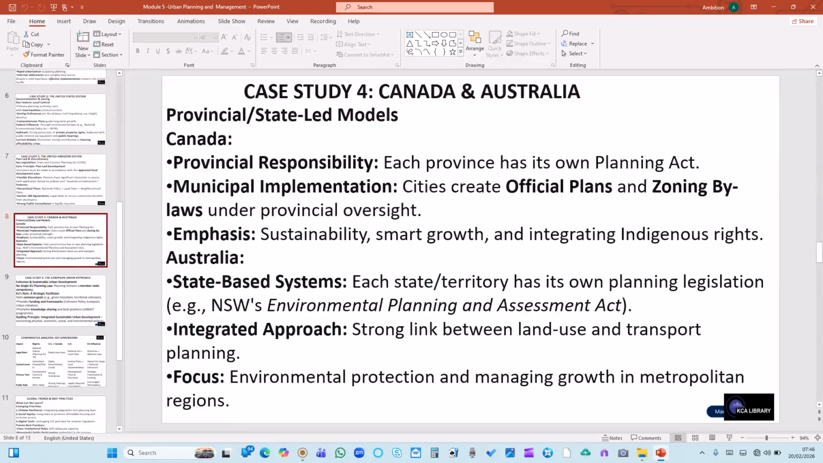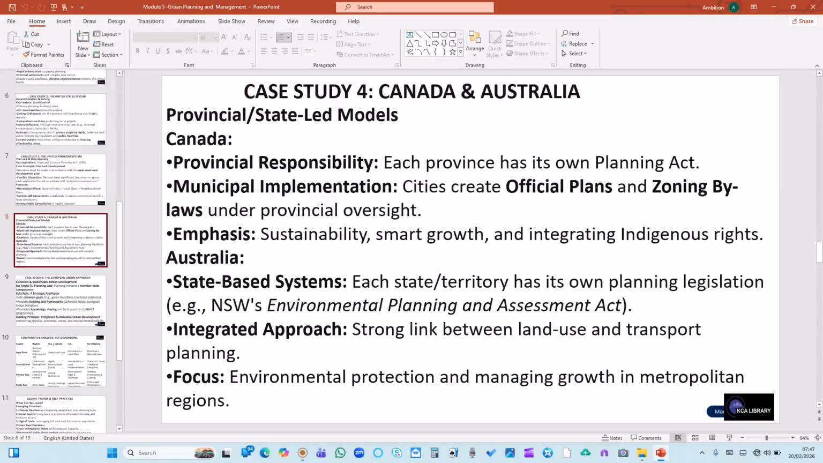Now let us look at case study 4, Canada and Australia, which is characterized by provincial and state-led models. Canada is characterized by the following: one, provincial responsibility, whereby each province has its own planning act. Number two, municipal implementation. Cities create official plans and zoning bylaws under provincial oversight. The emphasis of the Canadian legal framework is on sustainability, smart growth, and integrating indigenous rights.